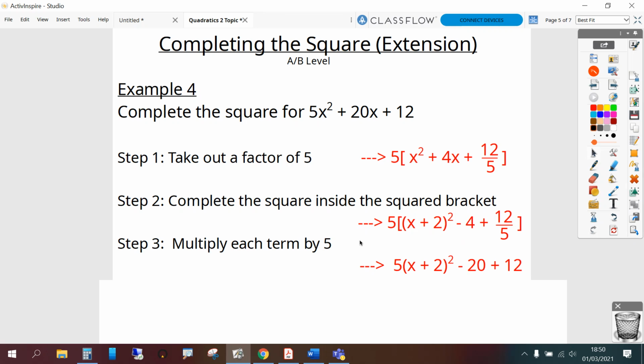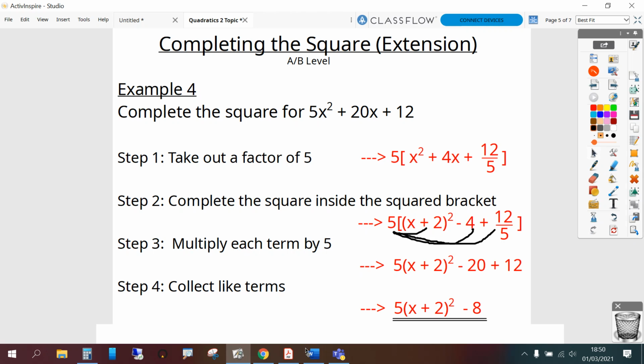Then we multiply every term by 5. That term, and that term by 5. So the squared bracket times by 5 is just 5 times the squared bracket. 5 times the negative 4. 5 times the fraction, it just takes it back to plus 12. And then we collect the like terms. Negative 20 plus 12 is negative 8.